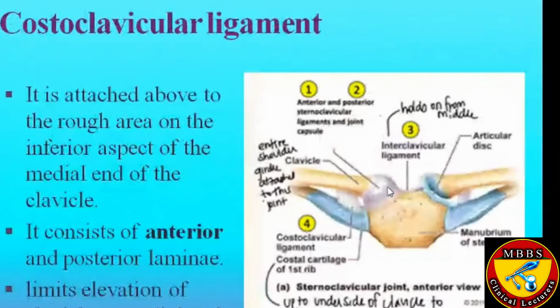Some of its fibers are attached to the upper border of the manubrium sterni. When we talk about the costoclavicular ligament, this is attached above to the rough area on the inferior aspect of the medial end of the clavicle. Now this consists of two laminae, which we call the anterior lamina and the posterior lamina. The function of the costoclavicular ligament is to limit elevation of the clavicle at the medial end.